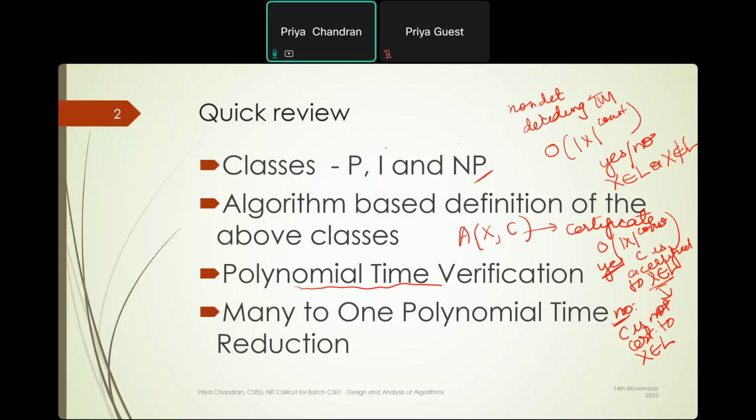We had seen instances of polynomial time verification in some problems. Then the concept that we had talked about was many-to-one polynomial time reduction.